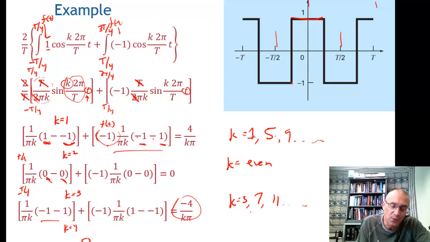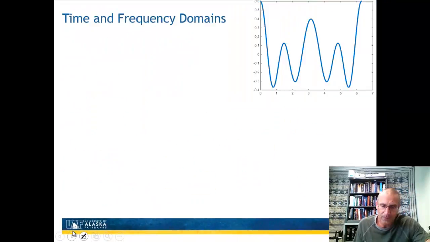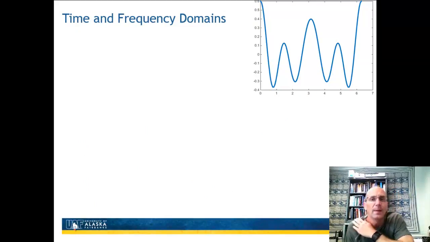And now you can go ahead and include as many terms as you want: k equal 1, 2, 3, 4, 5. You would probably just skip all the even values because they're always equal to 0. And as I do that, I'm going to get a better and better approximation to what this square wave looks like. All right, so the next thing I want to talk about is converting from the time domain to the frequency domain.